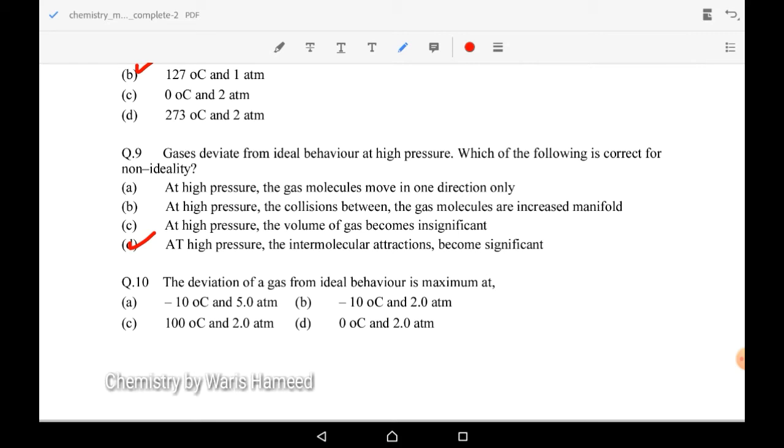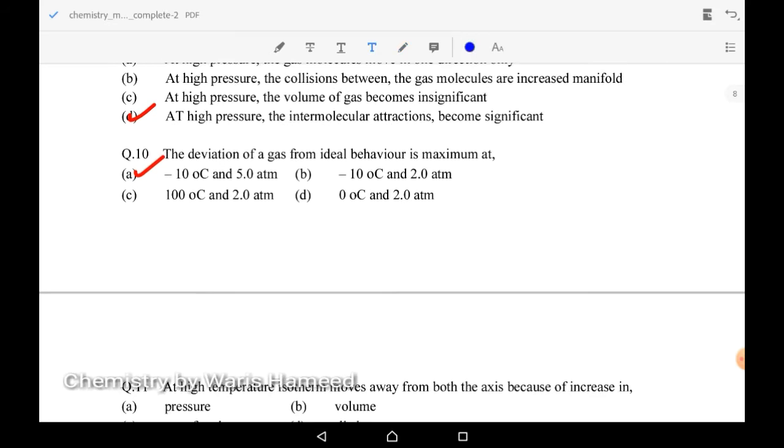Next, 10th MCQ. The deviation of a gas from ideal behavior is maximum at which conditions? Keep in mind, a gas becomes non-ideal at higher pressure and lower temperature. Now look at the first option. Here you can see that the temperature is minus 10 degrees Celsius and the pressure is 5 atm. So it is the correct option.